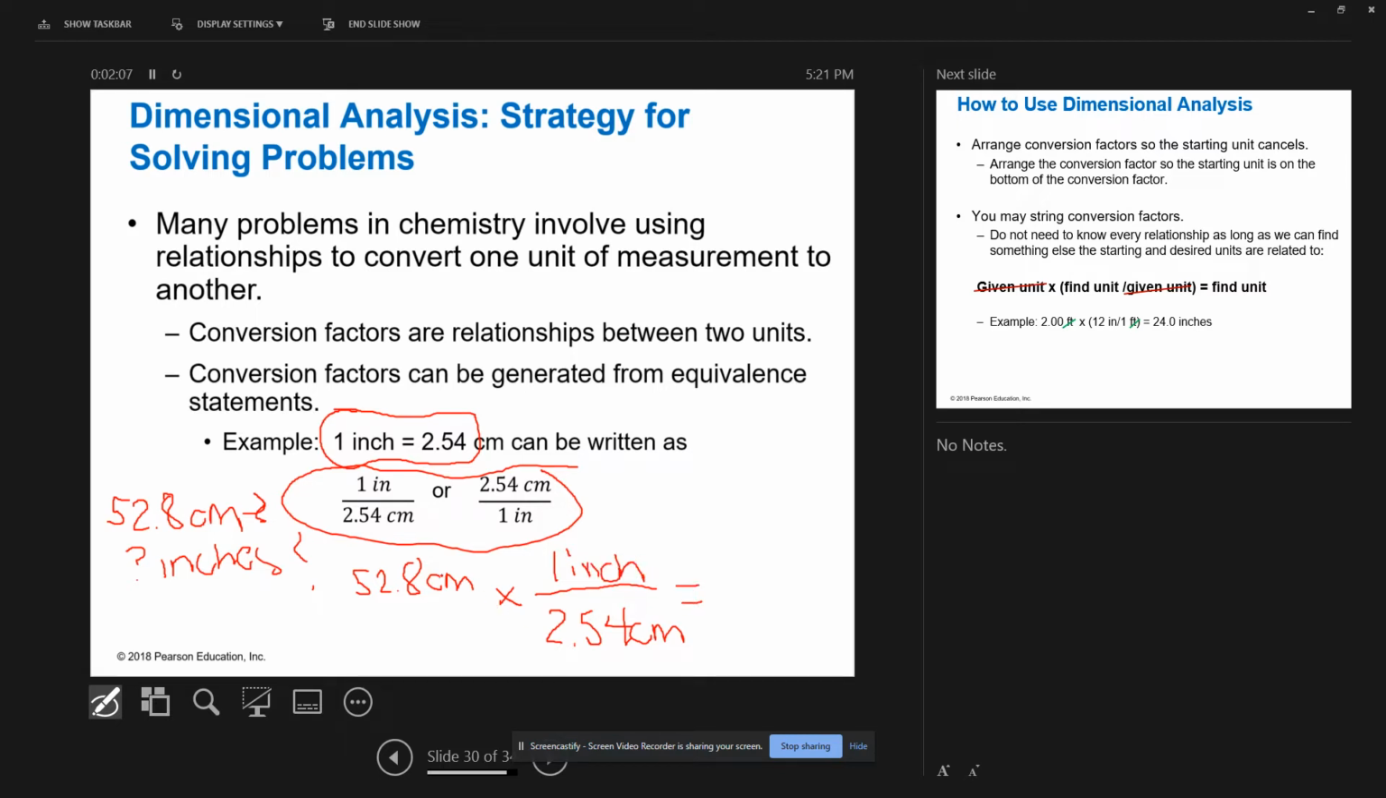So the centimeters cancel, multiply across the top, divide by the bottom, and if I do this correctly, I get 20.8 inches. So that would be my answer. Now my answer is also correct to the significant figures because I have 3 significant figures here. I have 3 here. This does not count because it's a conversion factor. So I started with 3, I end with 3. So this is how we're going to use that.